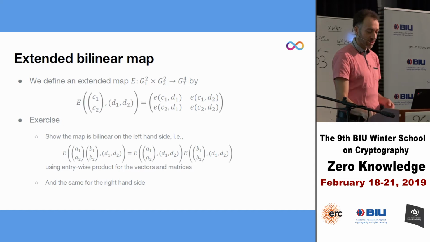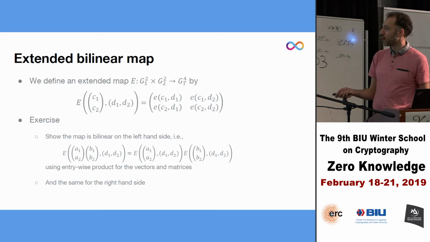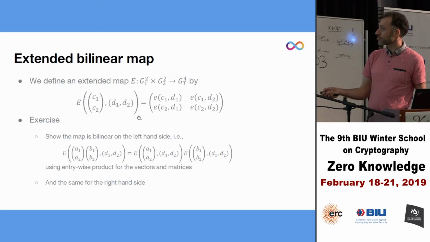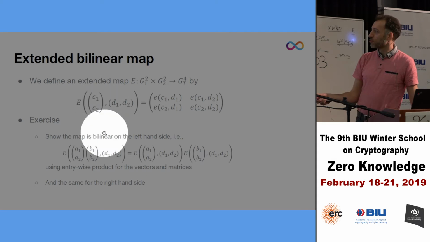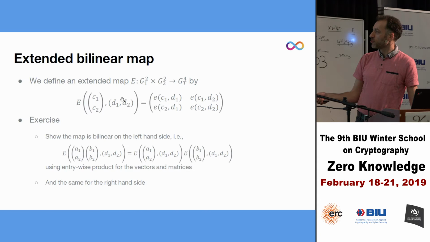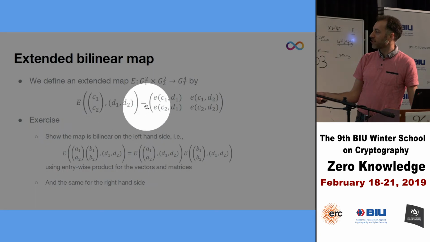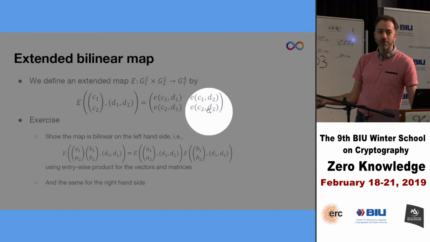Okay, so it works like this. When we do this extended pairing of a pair of source group 1 elements and a pair of source group 2 elements, what we do is apply the bilinear map and get the pairing of C1 with D1, the pairing of C2 with D1, the pairing of C1 with D2, and the pairing of C2 with D2.